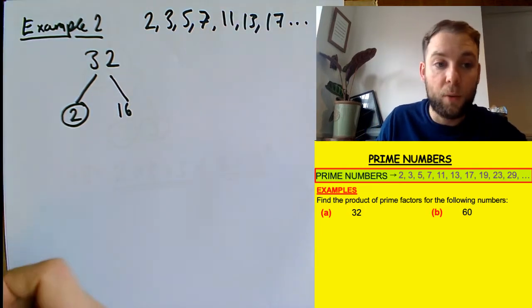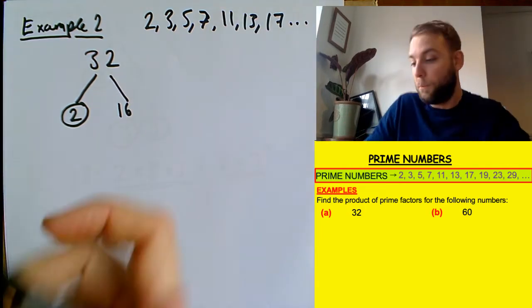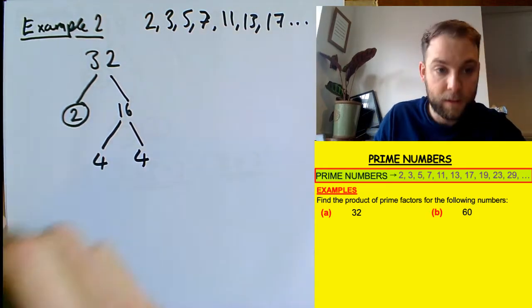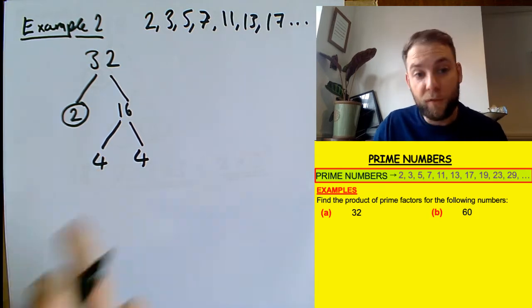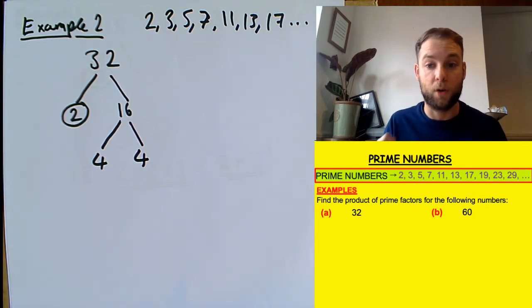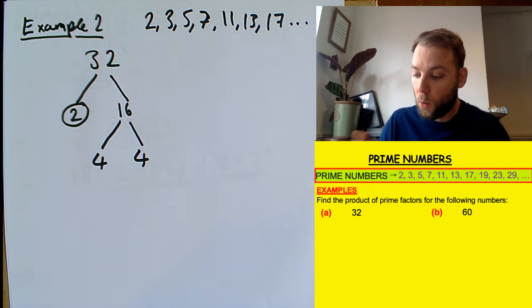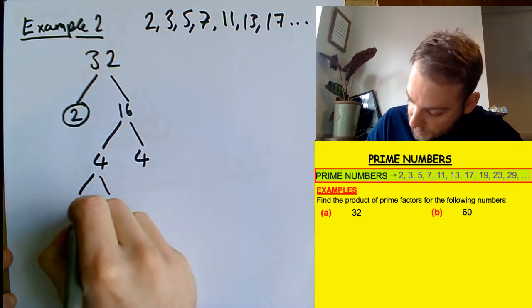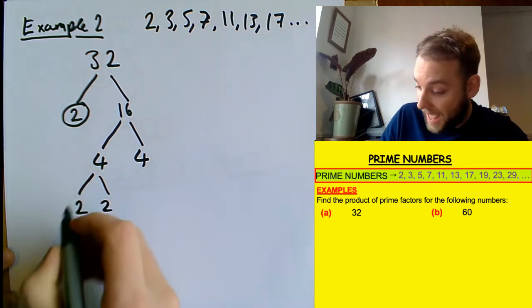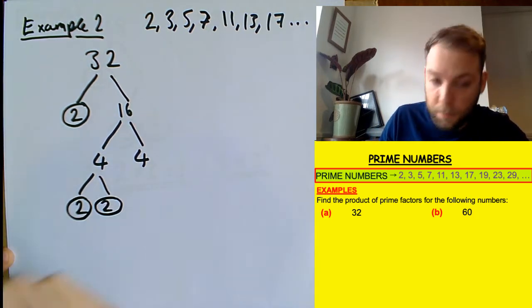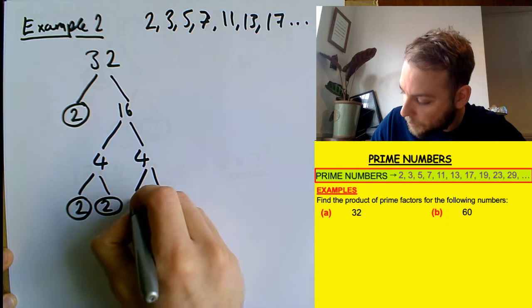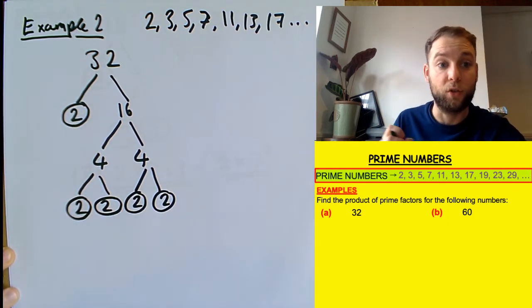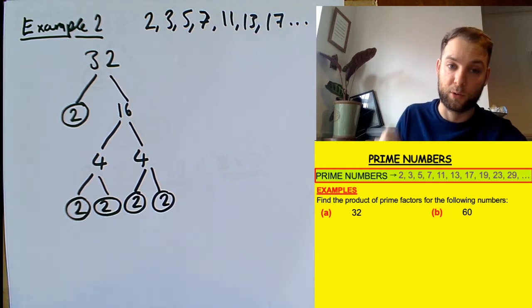So what numbers go into 16? Well, 2 goes into 16, but I could, if I wanted to, do 4 and 4. Are 4 and 4 primes? No, they're not, so I'm not going to be circling those. What goes into 4? Well, 2 goes into 4 2 times, so it's going to be 2 and 2. And yes, they are both primes, so I'm going to circle both of those. It's the same with this one here, and they're both primes, so I'm going to circle those. You only circle the ones which are primes.